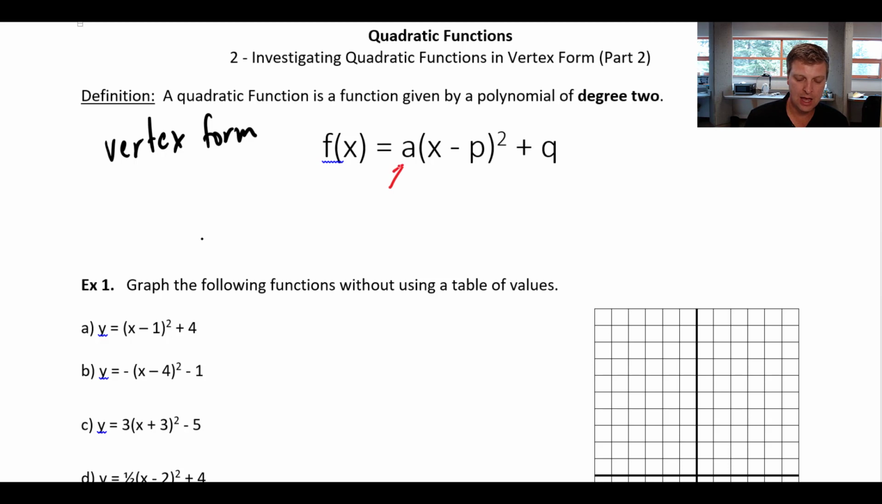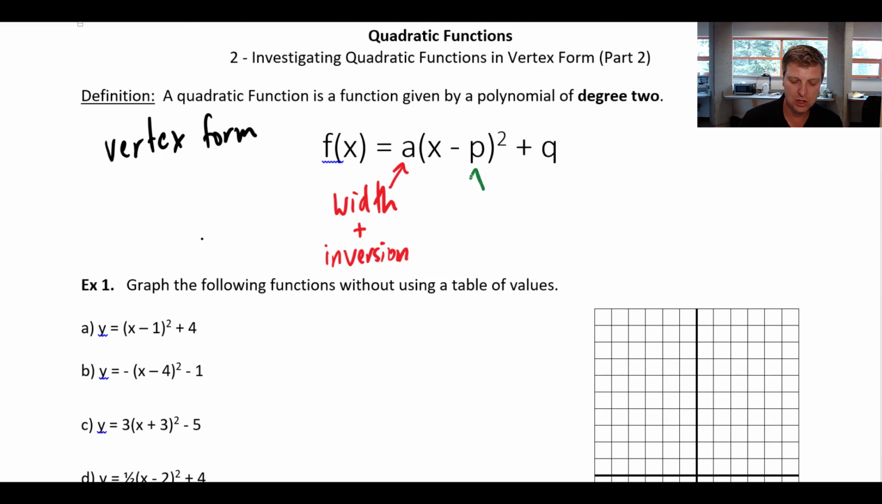You might recall that A really does two things. A is going to affect the steepness, so whether it's narrow or wide. Maybe I'll just call that the width of the parabola. Remember that a larger number makes it more and more narrow, and a smaller number makes it more and more wide. But it's also going to affect the inversion, or which way the parabola opens, whether it opens upwards or faces downwards.